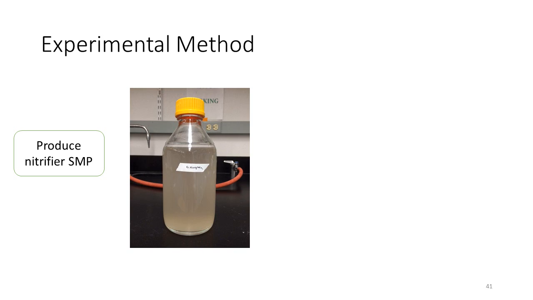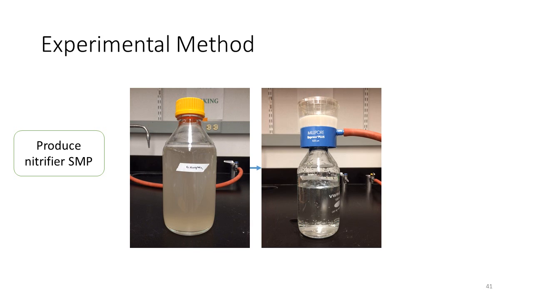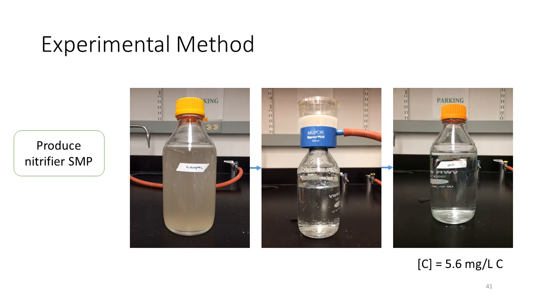And then it looked kind of like that. So it was very, very turbid. And I filtered that through a 0.2 micron filter, so that removed particulates and all the biomass. So all that was left, since it was only fed inorganic carbon, was the soluble microbial products. And it had a final carbon concentration of 5.6 milligrams per liter.